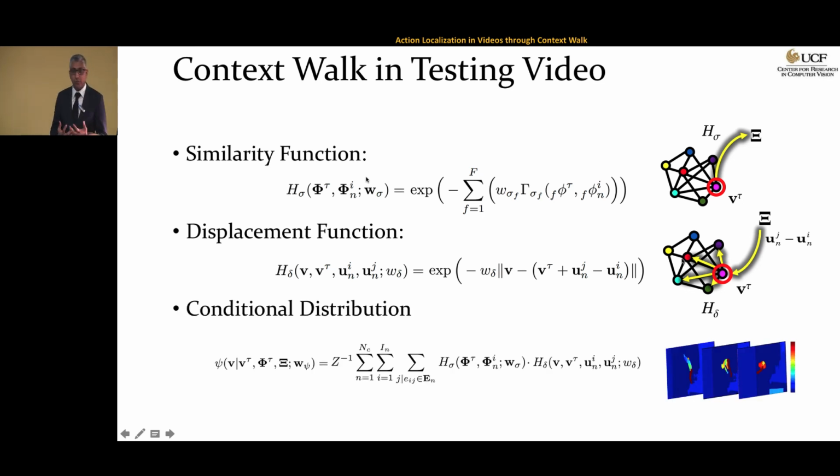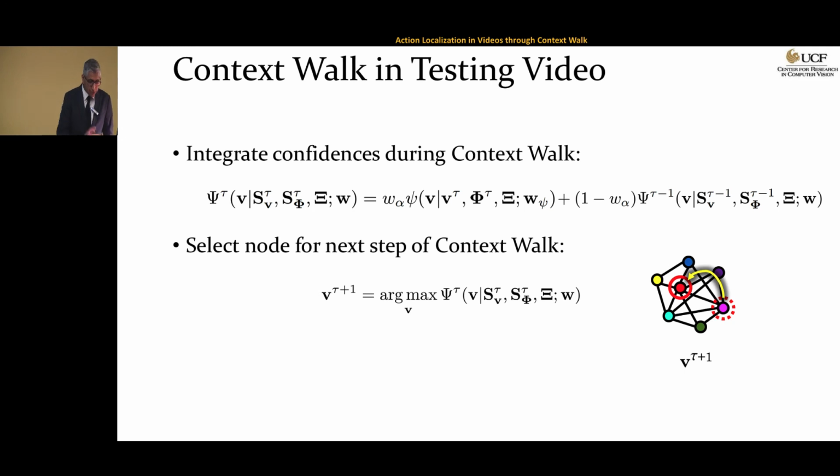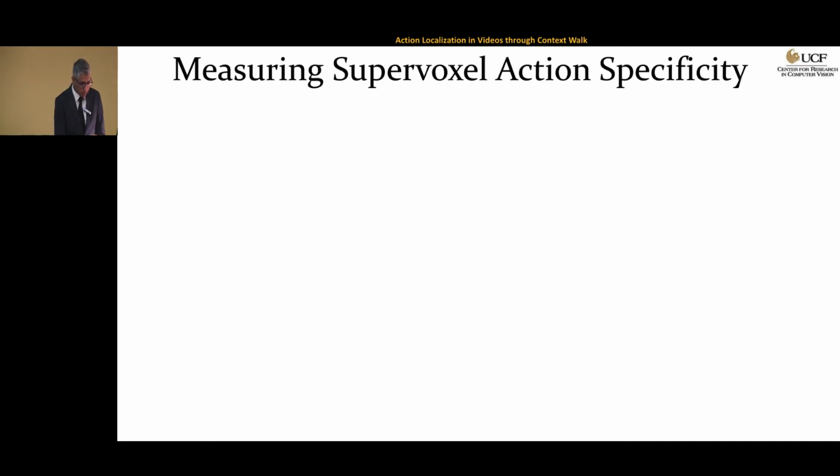Next, we use a conditional distribution, as I mentioned, and that conditional distribution accumulates the displacement function as well as the similarity function to come up with a score for each node in this graph. Once we have this conditional distribution, then we perform this context walk, where we're using the conditional distribution from our previous step of the context walk, and then we add it to the next step of the context walk, as is shown over here. And this function is a weighted decay function, where we give more weight to the present step, and then we add it as we go on. Now, once we have this distribution, our next step is selected by maximizing, selecting the node that has the maximum probability or maximum value, and that is our next step. And then we repeat the step for a few steps, and then that gives us the detection.